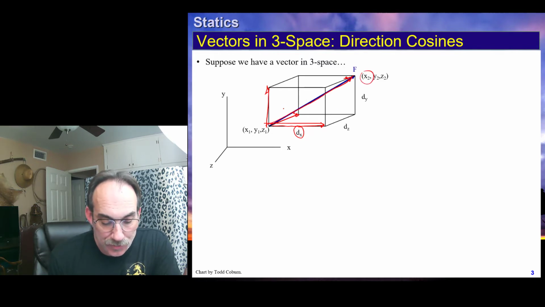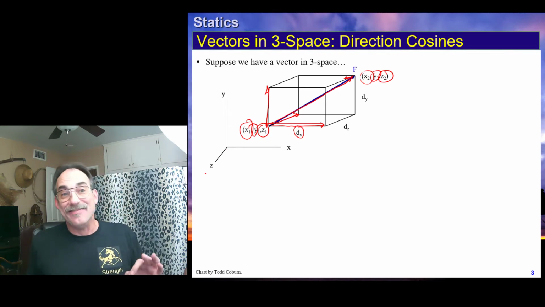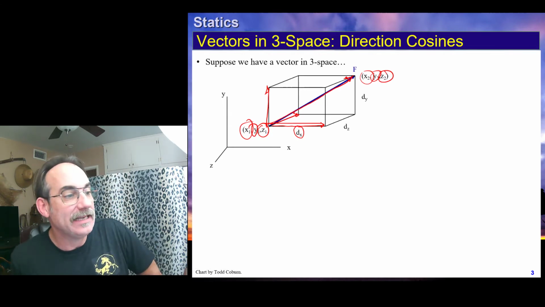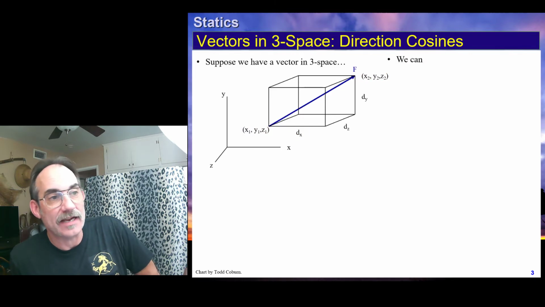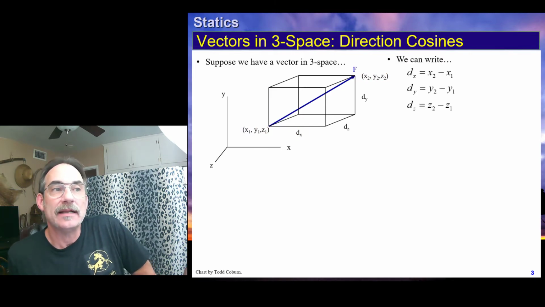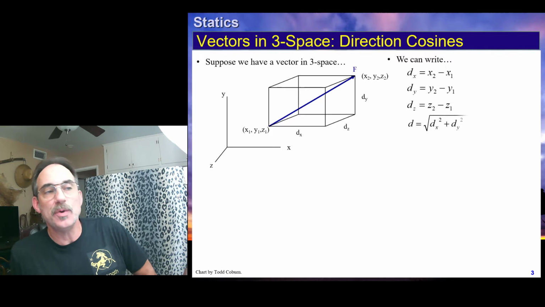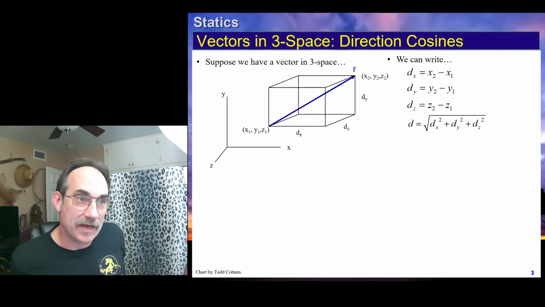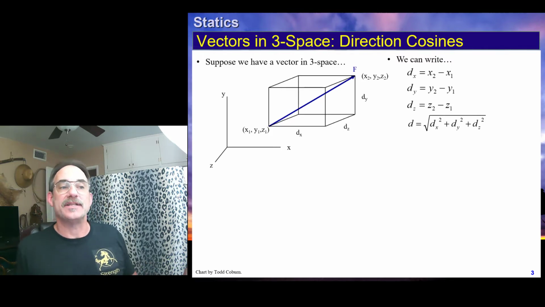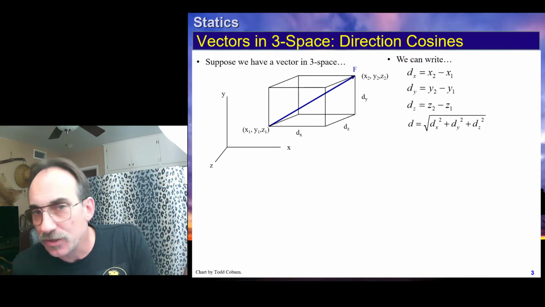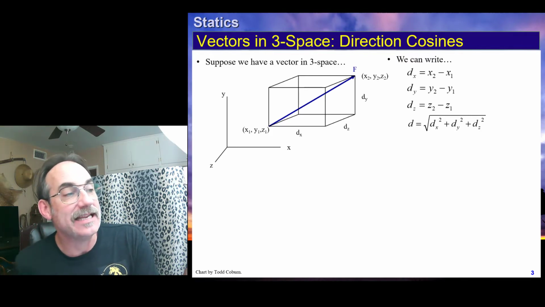Therefore, we're taking x2 minus x1, y2 minus y1, z2 minus z1, and this enables us to completely define the direction of this vector. So we can write this out like this. Now, in order to find the magnitude of the length from point 1 to point 2, we can just take the root of the sum of squares, which means the square root of dx squared plus dy squared plus dz squared. That's the distance from point 1 to point 2.